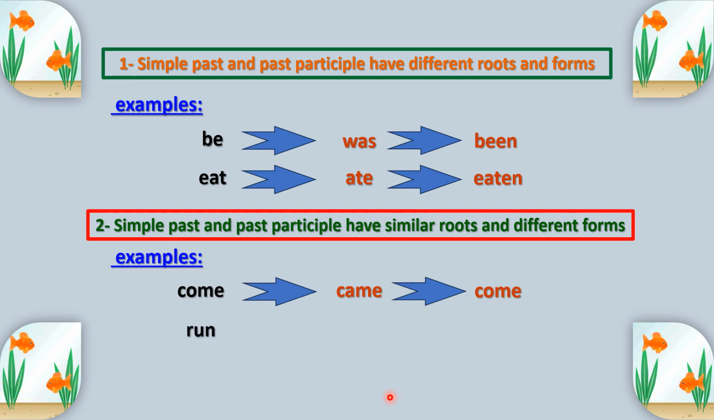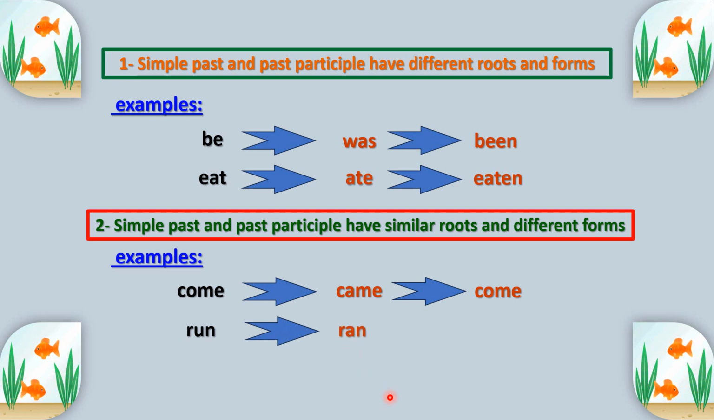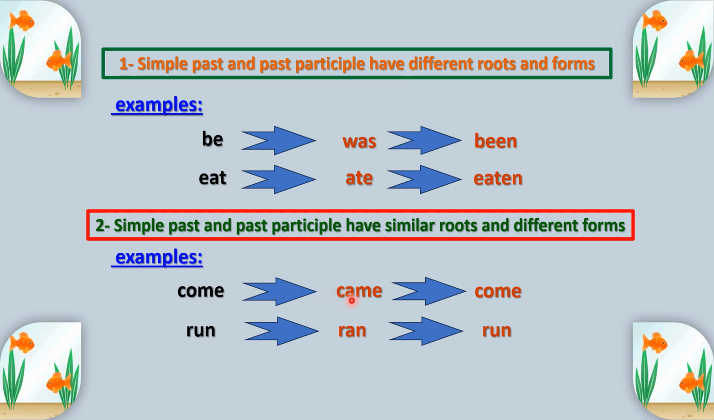Yeah, another verb, to run. What is the simple past of the verb to run? Run. Yeah, and the past participle is run. Yeah, look at here for these verbs. For these verbs, the base does not change, either in the past participle or in the simple past. It means that these verbs, they have got only one root, but different forms. Came, come. The form is different, but the root is the same.